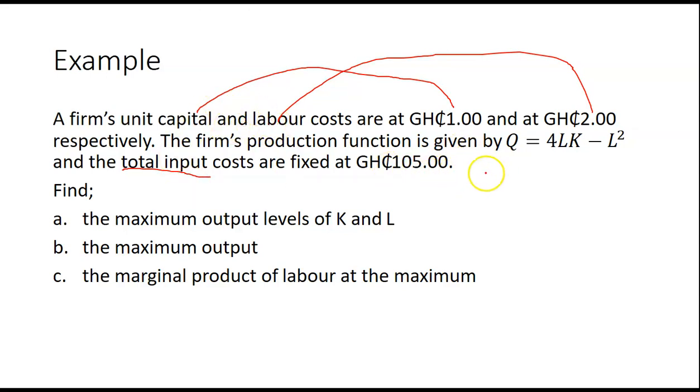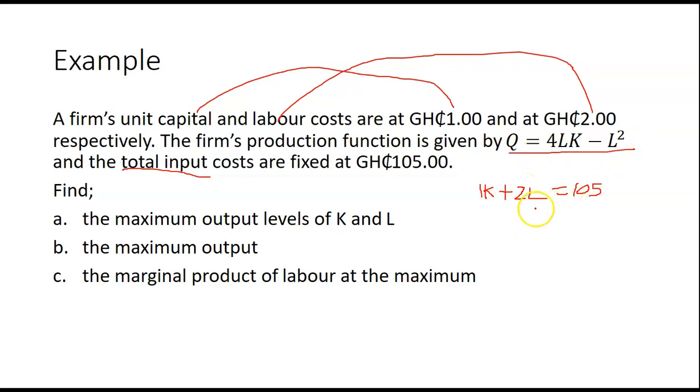So to know this, you are going to create the constraint function yourself by saying that 1 cedis times the number of capital that you introduce, plus 2 cedis times the number of laborers employed should be fixed at 105 Ghana cedis. That's what we mean. I hope you are following. So this is the constraint function. Do you get it? And this is the objective function. Are you with me?